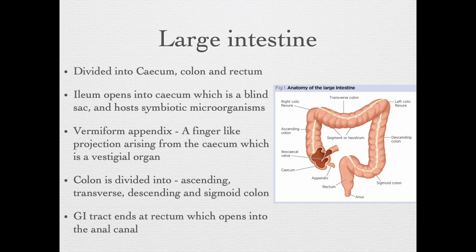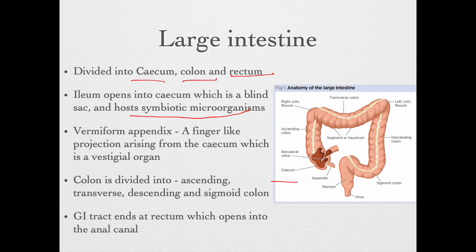After the small intestine, let's continue the journey through the large intestine. The large intestine is divided into 3 parts, and these are the cecum, the colon, and the rectum. So just to look at the diagram of the parts of the large intestine, the first part is the cecum, and this is the part where the ileum opens into. The cecum is a blind sac, and this hosts several symbiotic organisms.